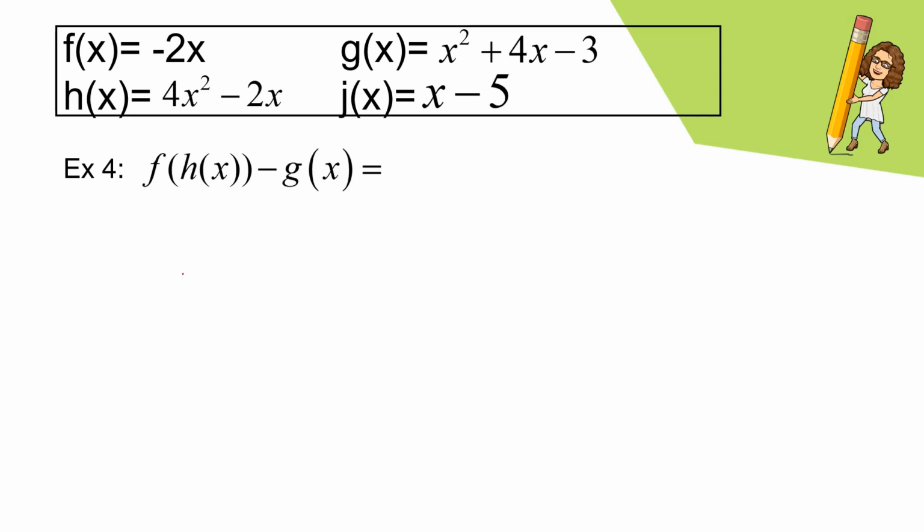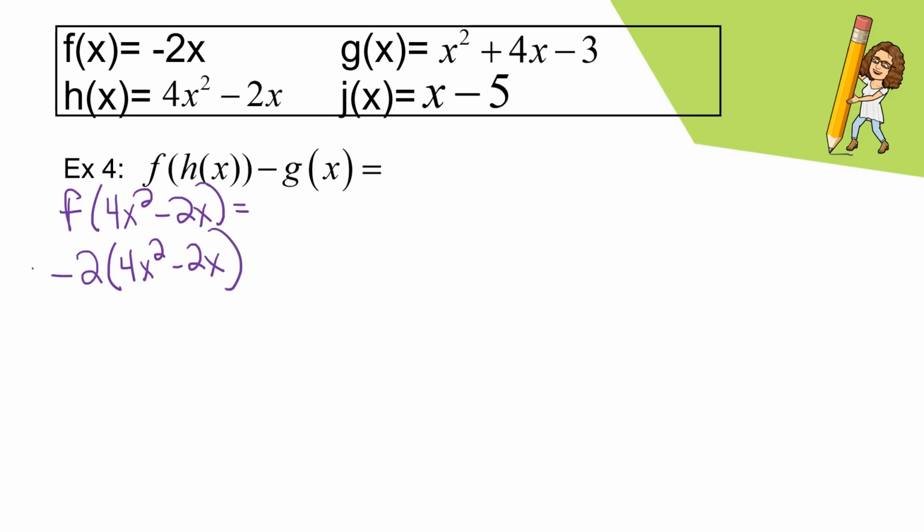So here's what Marcia's going to do. She's going to figure out what f of h of x is. So f of 4x squared minus 2x, right? I need to plug in 4x squared minus 2x into f wherever I see an x. So I'm going to say negative 2, then 4x squared minus 2x. Distribute that negative 2 in.